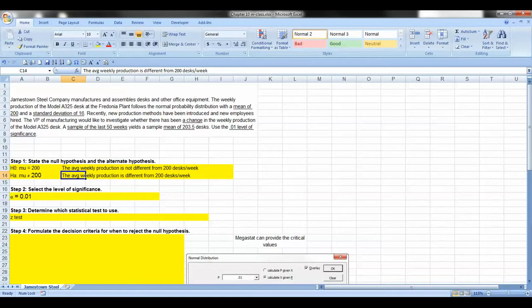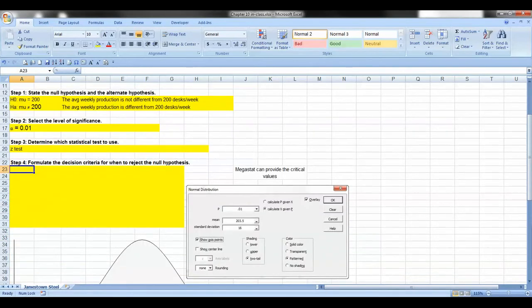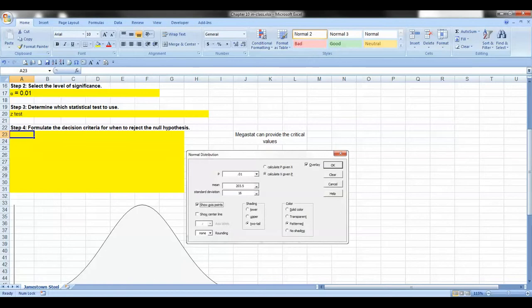We have our significance level. We now have our null hypothesis and our alternate hypothesis. And remember, what we're doing with this test is we're seeing if we are going to nullify the null hypothesis. So now we have to do step 4, formulate the decision criteria for when to reject the null hypothesis.